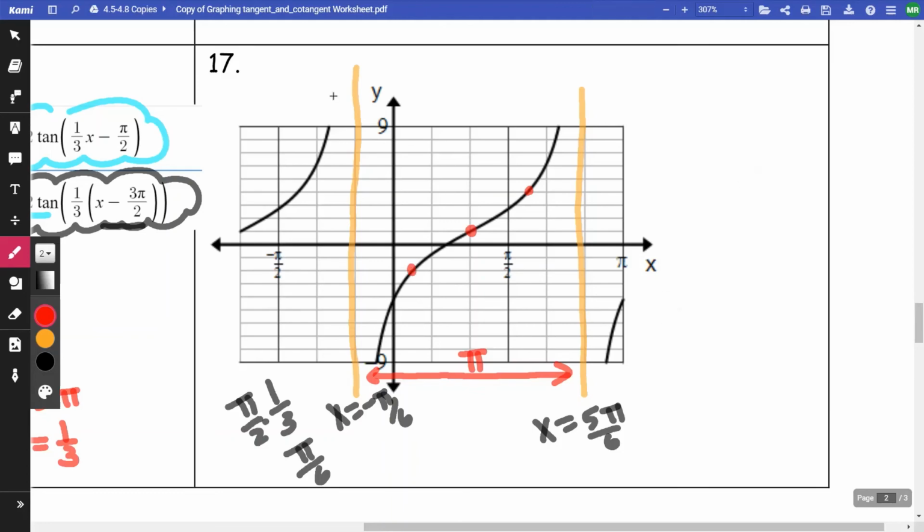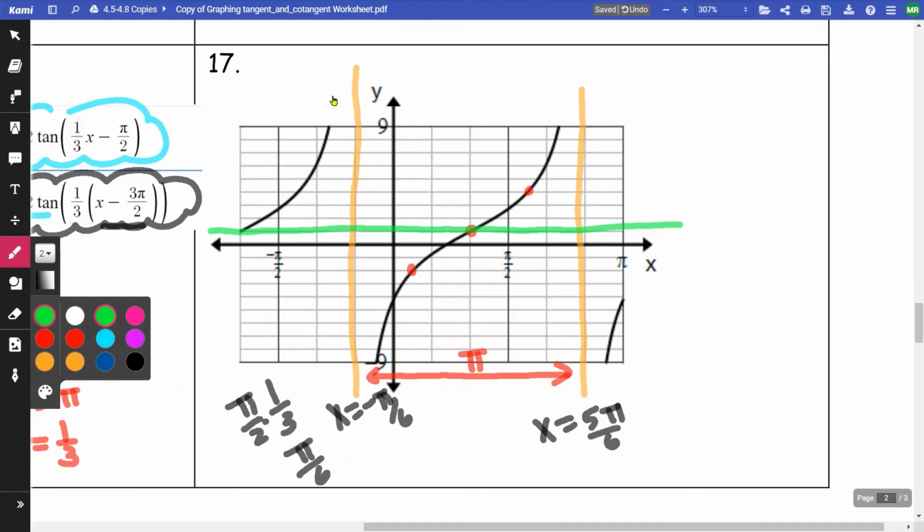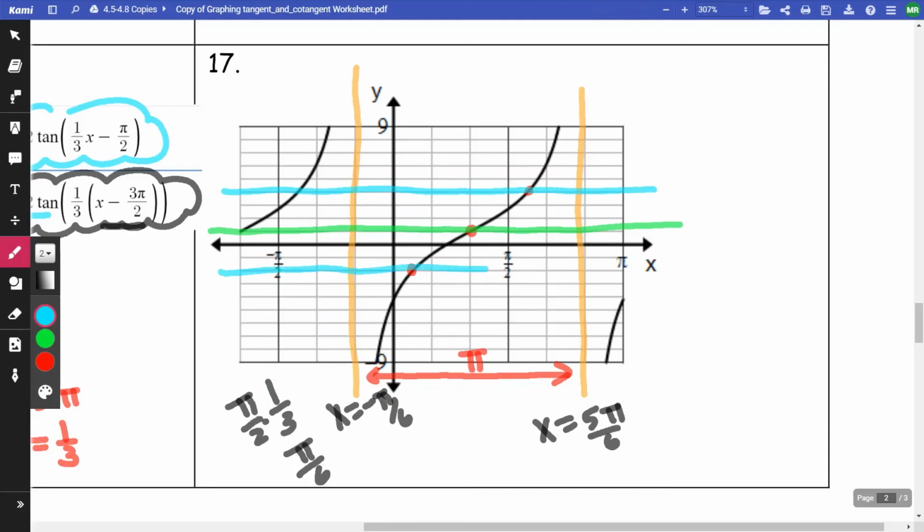Those ones weren't in a nice spot, but again, you're looking halfway in between your asymptote to get your middle, and then halfway in between the middle and the asymptote to get the next point. So if I sketch this in, my vertical shift is right there. My normal ones are going to be up here, and my normal negative ones are going to be here.